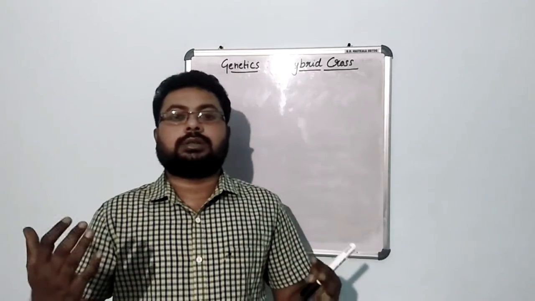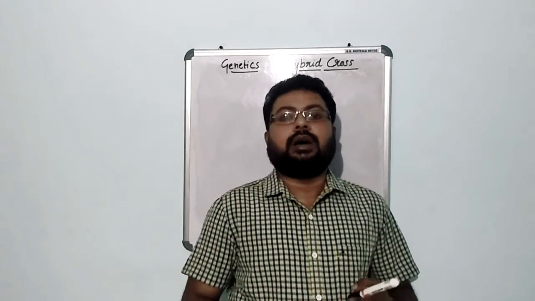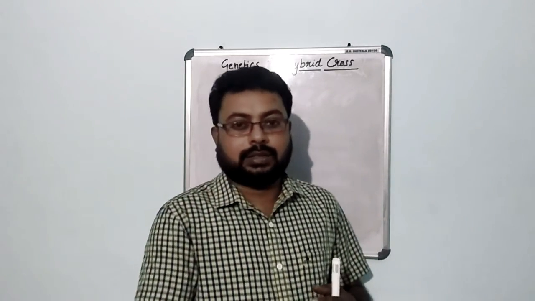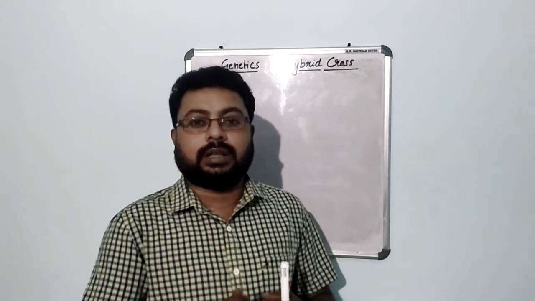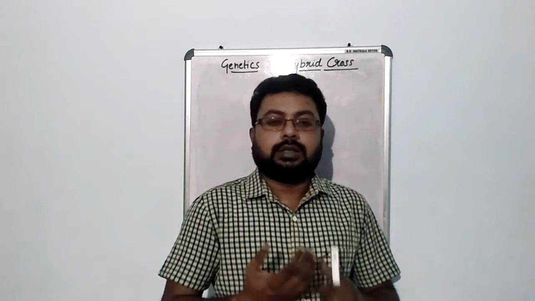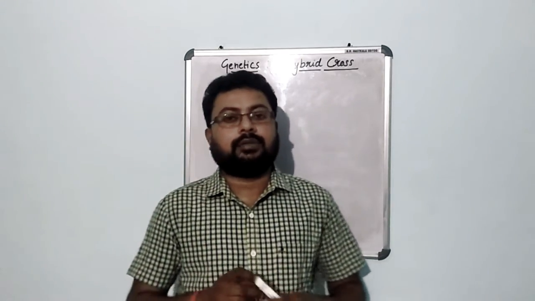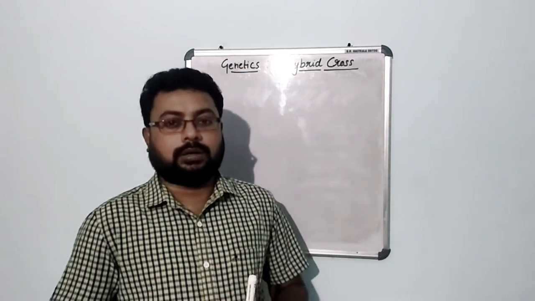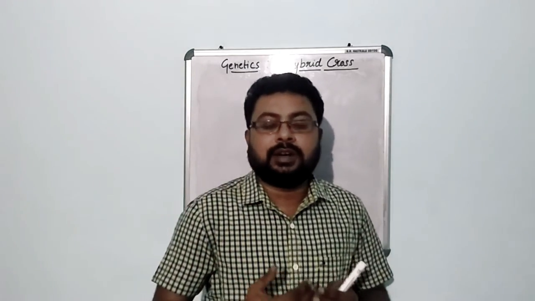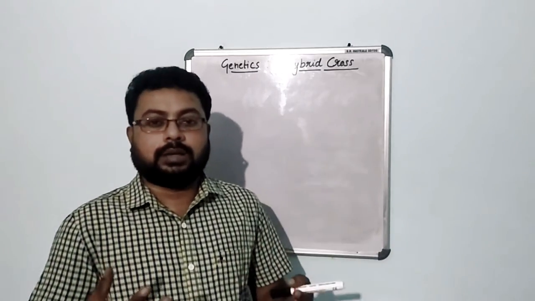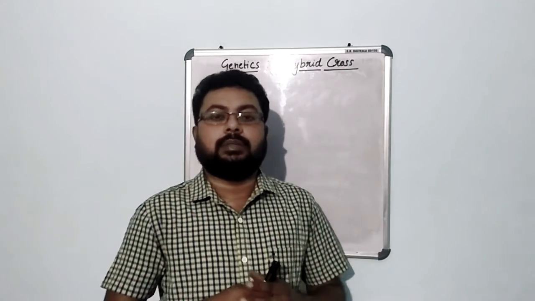Like I told you about the monohybrid cross, it is a cross done between two individuals or two plants, observing the inheritance of the contrasting traits of one particular character. In the Mendelian experiment, the character that was taken was the height of the plant. So we had tall plants and dwarf plants, and in the first generation Mendel got all tall plants, and thus the law of dominance came into existence.